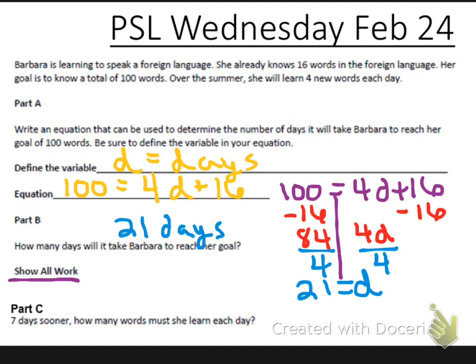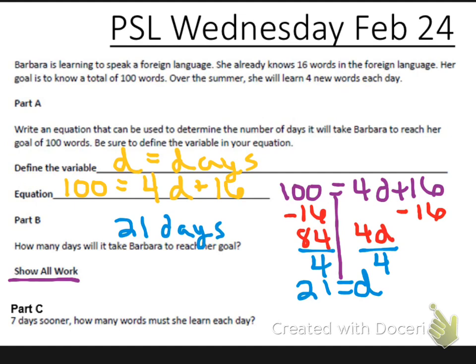Okay, now part C, though, I know some of the question got cut off, but it's just asking you, if she wanted to get it done 7 days sooner, how many words must she learn each day? So now this time, we're wanting to find that rate of change. Because before, we knew she was doing 4 words per day. Now we want to know how many words she's going to do each day.